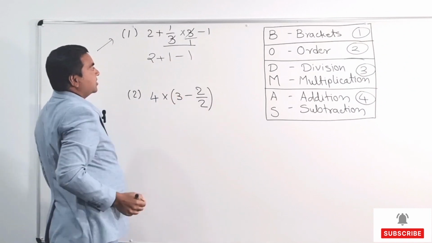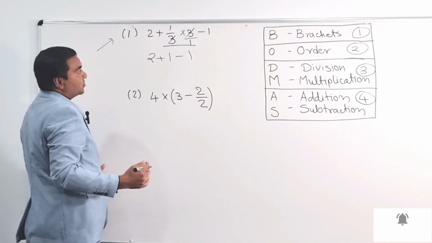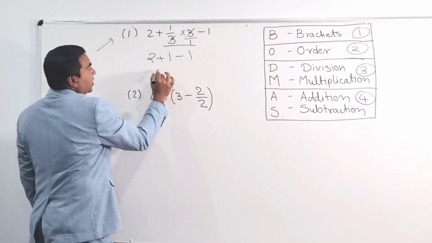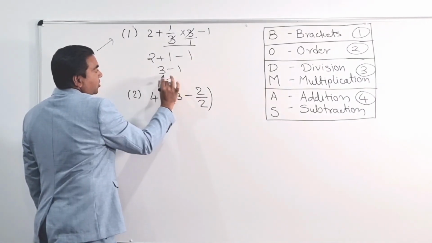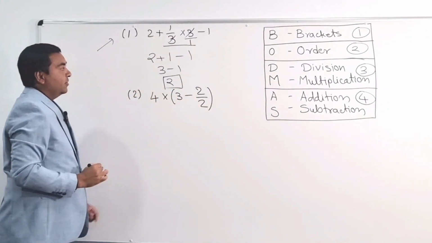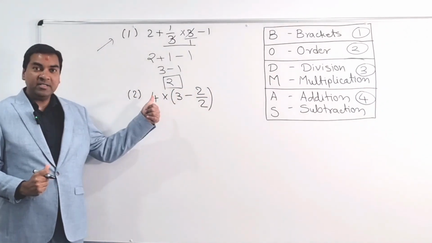Now addition and subtraction have the same priority, so whatever comes first from left to right. So 2 plus 1 is going to be 3, minus 1, and 3 minus 1 is 2. So 2 is our first final answer. And that was a relatively easy question, yeah?